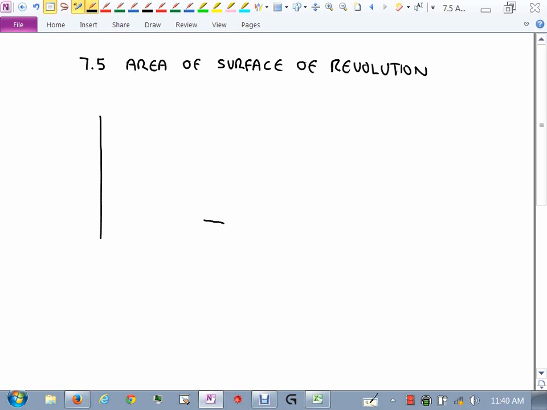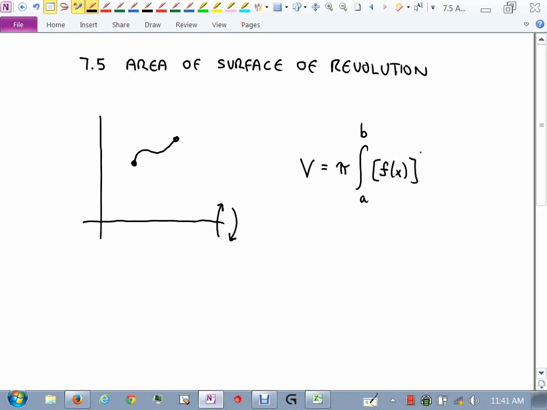In 7.3, we took a curve like this, and we rotated around the x-axis, right? Something like that. And when we did that rotation, we could ask what the volume was, right? We said the volume was pi integral a to b of the function squared dx. That was the first formula we ever talked about when it came to volumes of revolution.